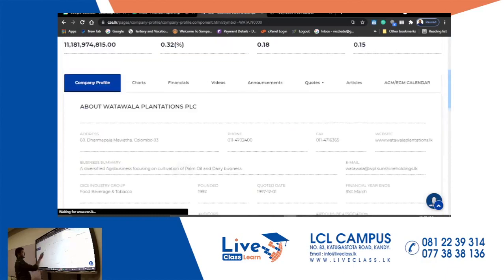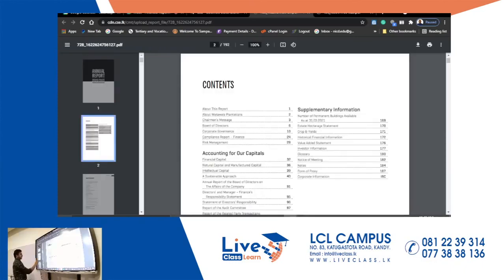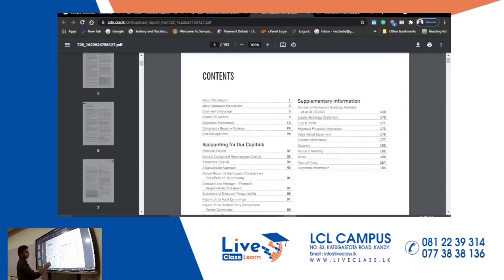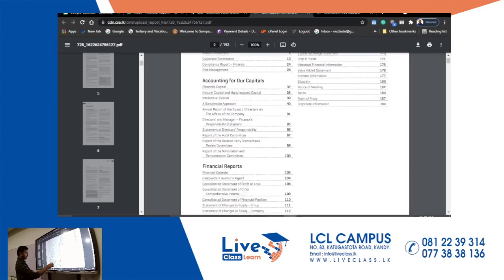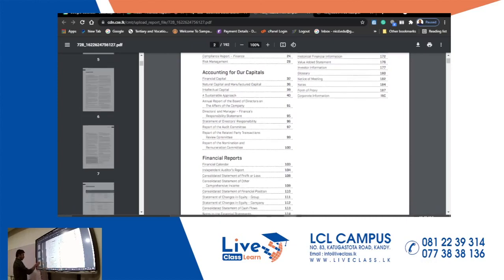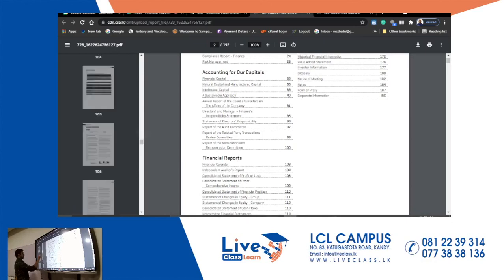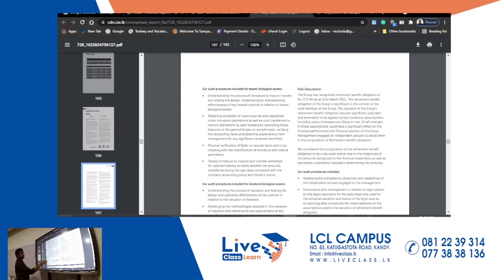That can be considered as a what you call the bearer plants. We'll see financial asset, how they have identified it. Okay, their latest annual report is also available. Right. We'll go and see the audited financial reports are in page number 104. Right. Okay, we'll see.